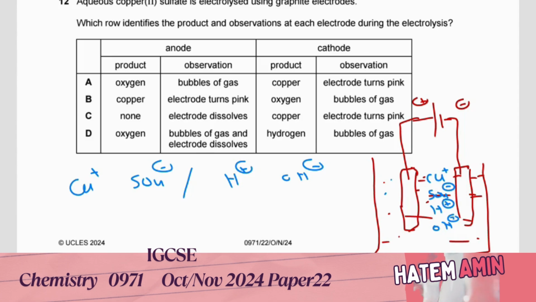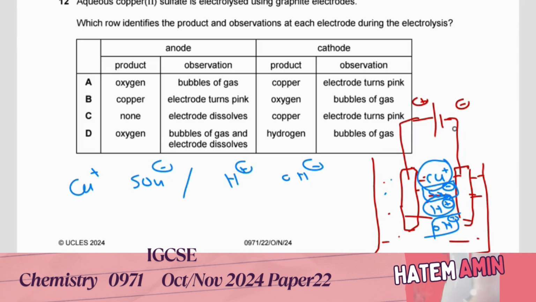Perfect. How many positive ions do we have? We have 2 positives. Which are they? Cu and H. How many negative ions do we have? 2, SO4 and OH. Which one here gets discharged first, or is more able to discharge before the other one?